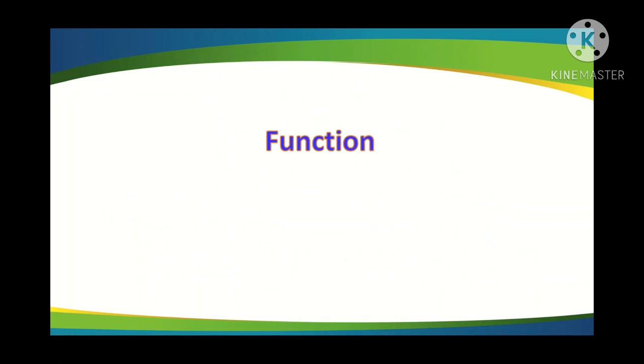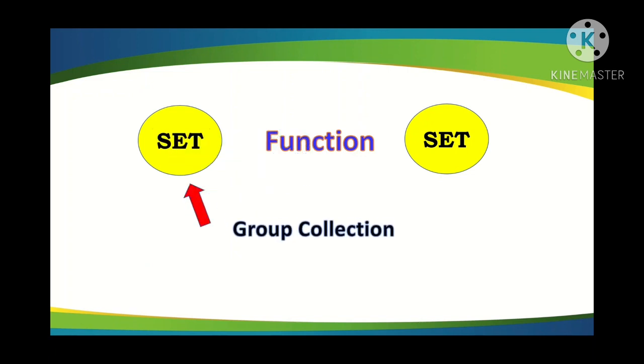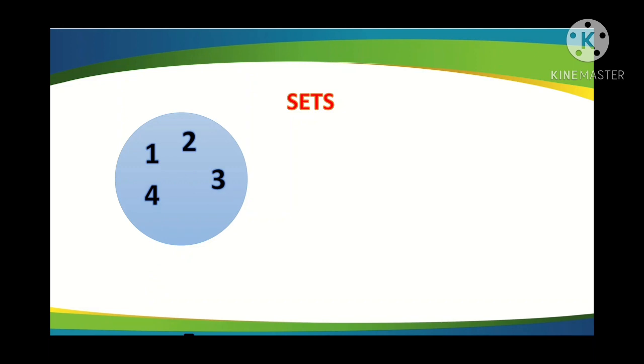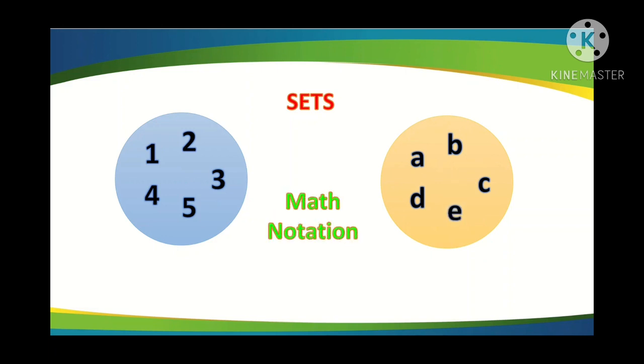In math, it is basically something that relates or connects one set to another set in a particular way. A set is a group or collection of things, often a collection of numbers. A set can also be a collection of other things like letters, names, or just about anything. Sets are sometimes shown visually like this. For example, we have the first set, the elements are 1, 2, 3, 4, 5. And the second set, the elements are A, B, C, D, E. But more often you see sets written using math notation, where all the members of the set are put inside brackets.